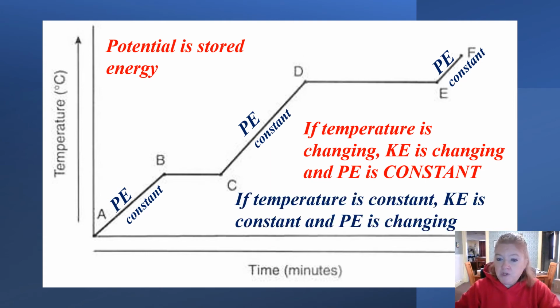And then if the temperature is constant, the kinetic energy is constant. And this time the potential energy is changing. So we have the potential energy increasing when the temperature is constant. So those particles in that solid are melting, so their potential to be moving is greater. As those particles are vaporizing or evaporating, the potential to be moving is increasing, even though the temperature is constant.